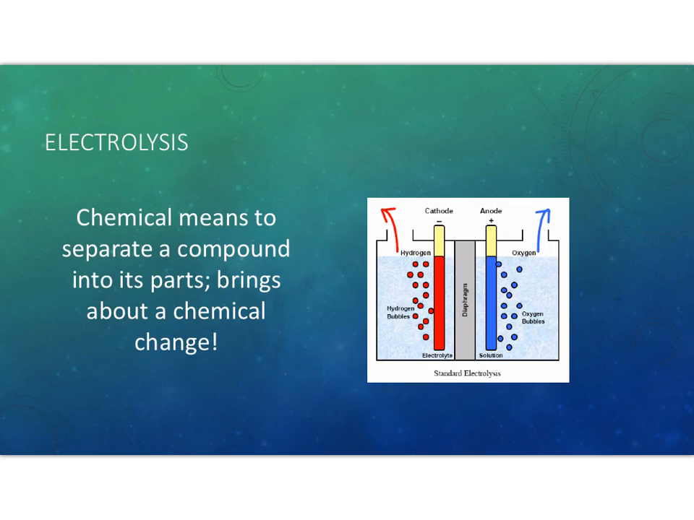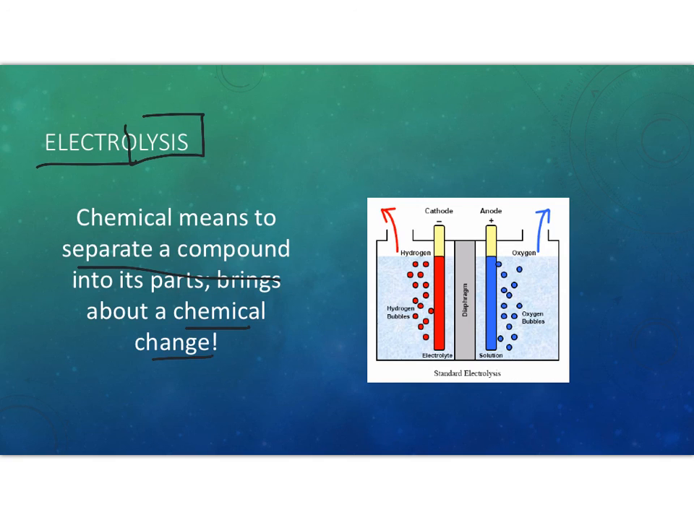The last separation technique that we have is called electrolysis. Electro meaning electricity and lysis to break. So we're using electricity to break apart a molecule or a compound. It's a chemical means to separate a compound into its parts. It brings about a chemical change. Because it brings about a chemical change, electrolysis is a chemical separation.